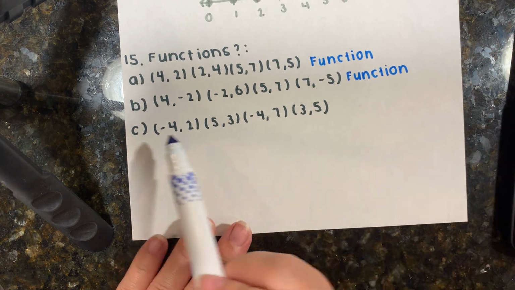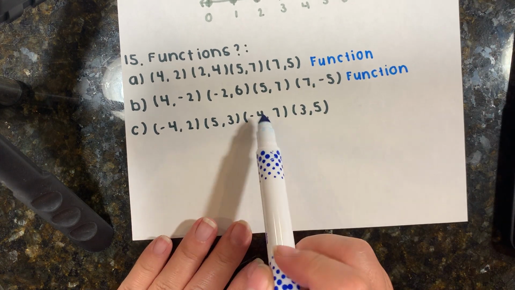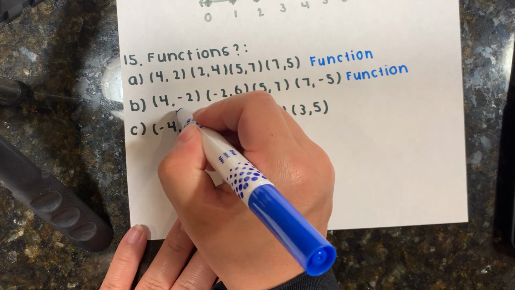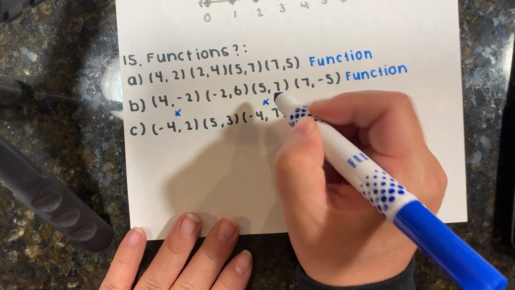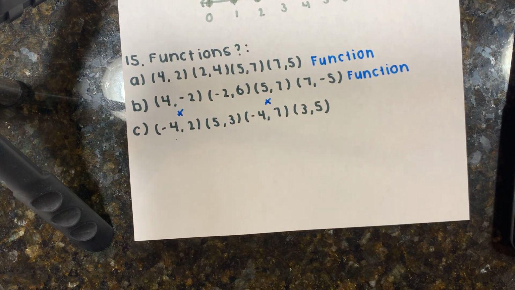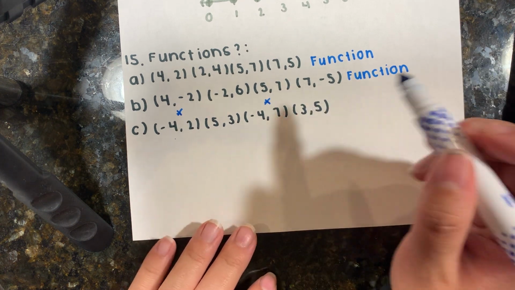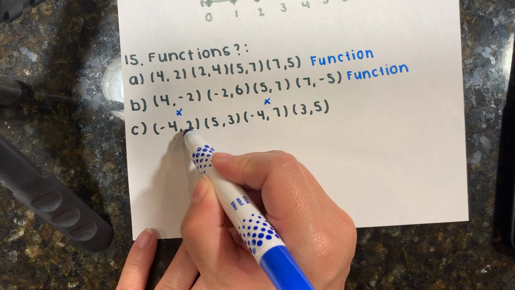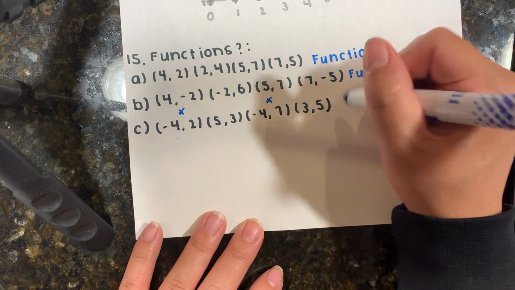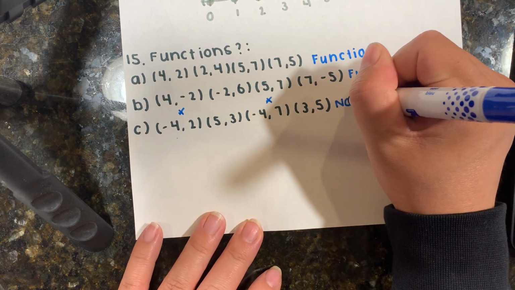For the last one, I have -4, 5, -4. So this is my red flag right here. If the y values on both of those are the same, then it's okay. If they're different, then it's a problem. And the last one's 3. So this one goes to 2, this one goes to 7. So therefore, this is not a function.